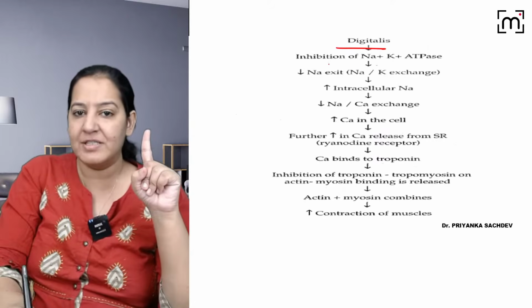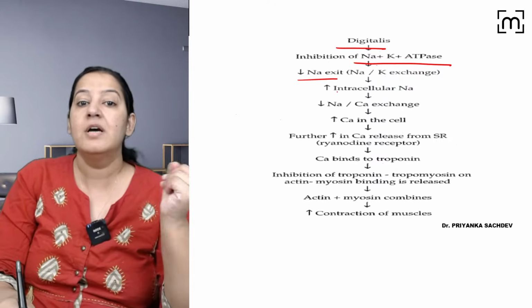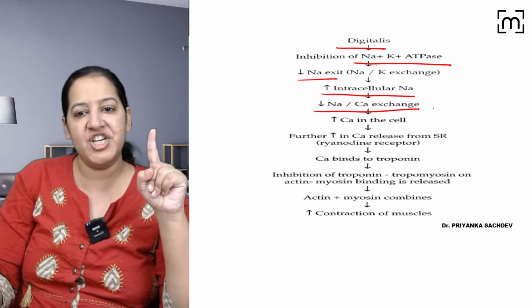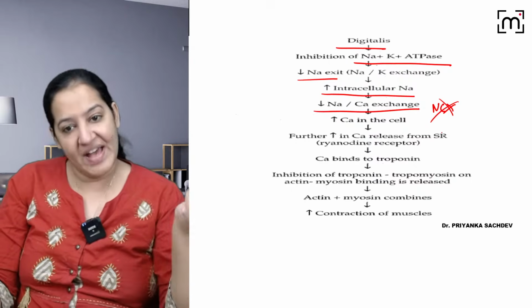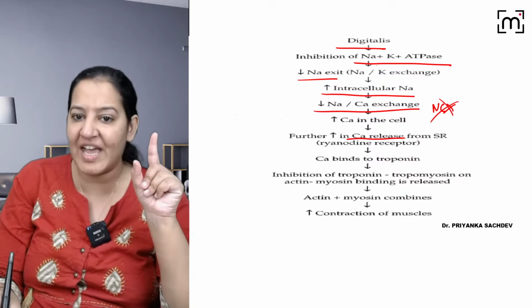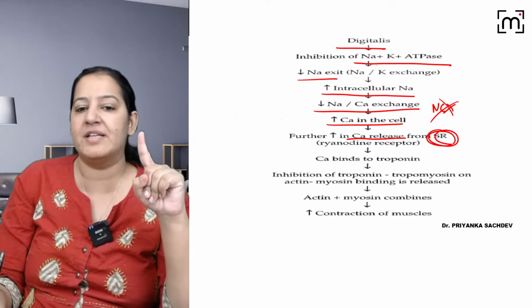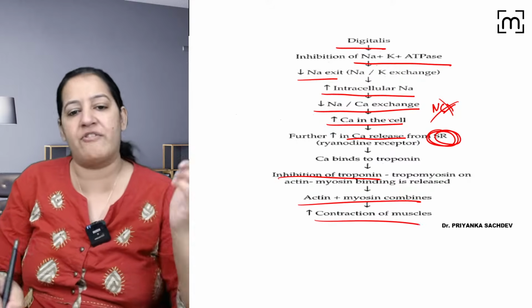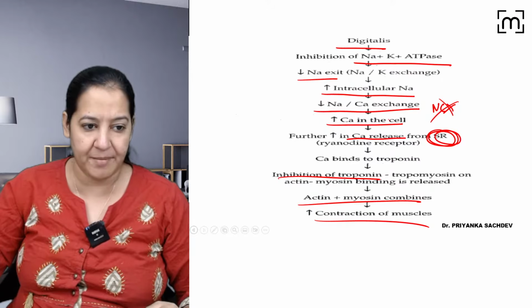So Digitalis inhibits sodium potassium ATPase. By doing so, the sodium cannot go outside, so the intracellular concentration of sodium will increase. So the sodium calcium exchanger, NCX, will not work. If NCX will not work, then calcium cannot go out, and it will go and stimulate the sarcoplasmic reticulum. So it will cause more and more contraction. More and more contraction means inotropic effect. So this is how we get the inotropic effect by Digitalis.